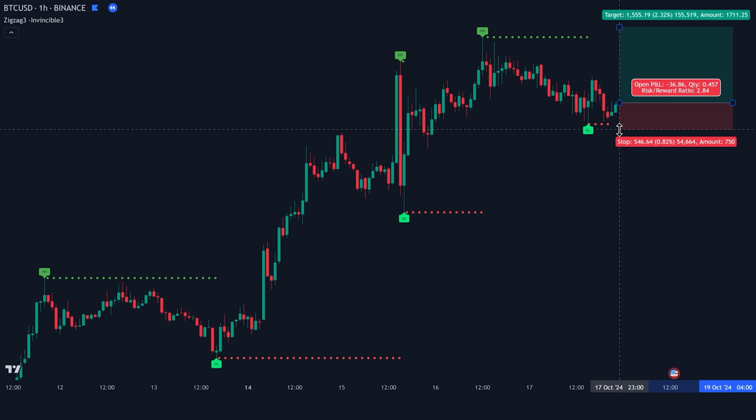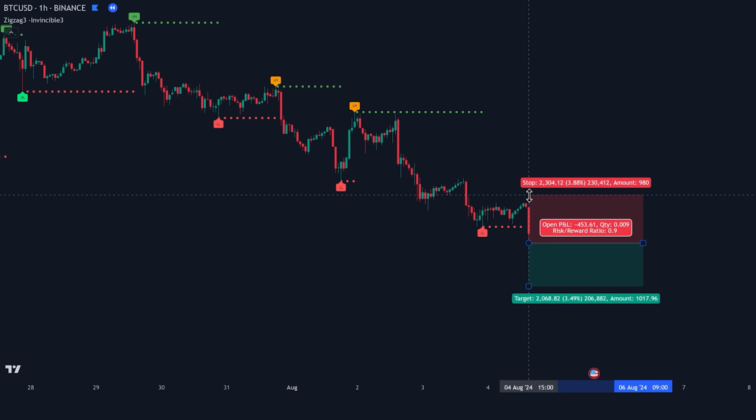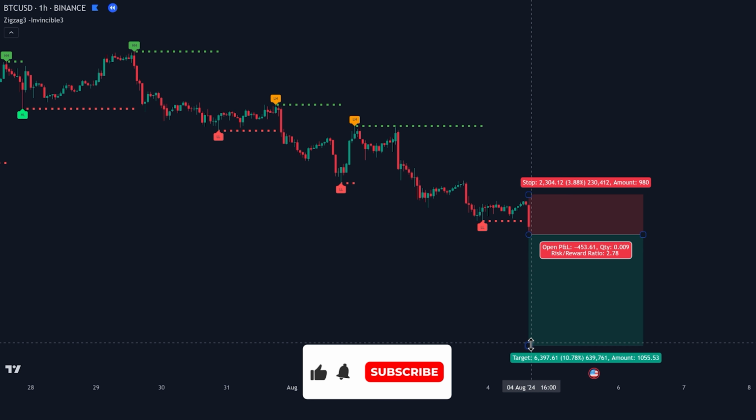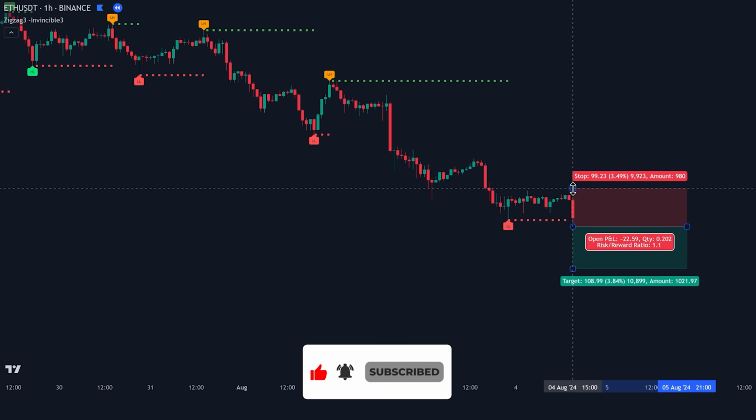The ZigZag3 indicator is a fantastic tool for traders who want to identify market trends, analyze structure, and make better trading decisions. It's easy to use and highly customizable, making it a valuable addition to your trading arsenal.